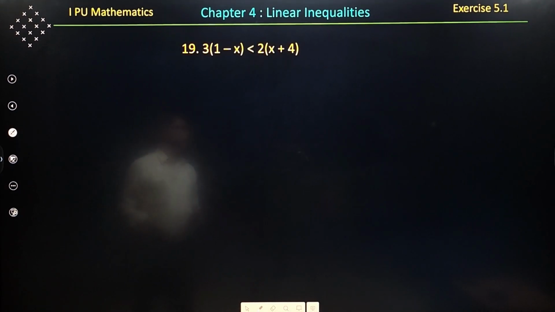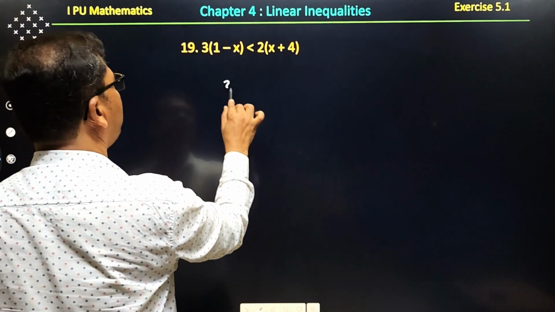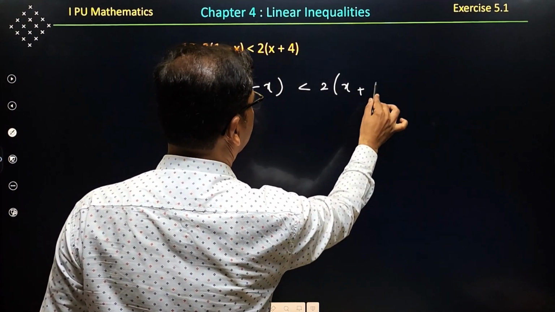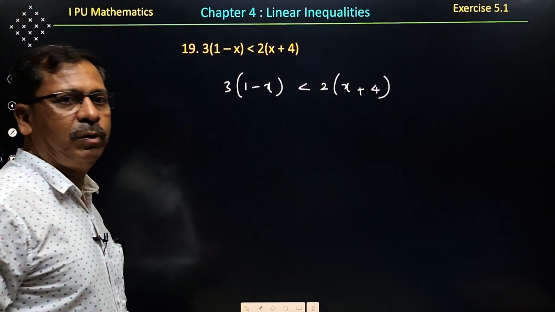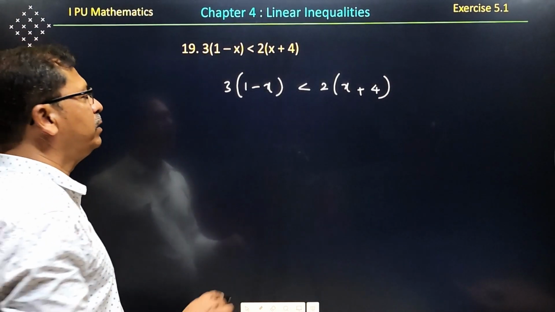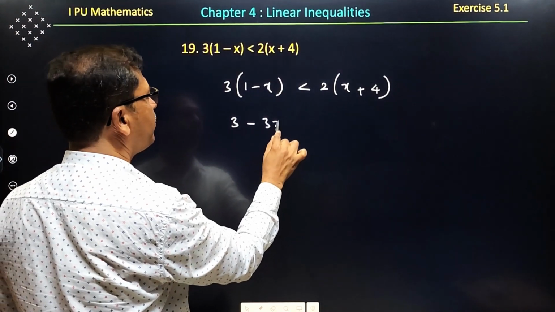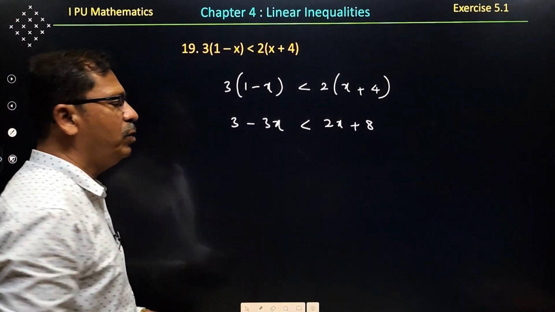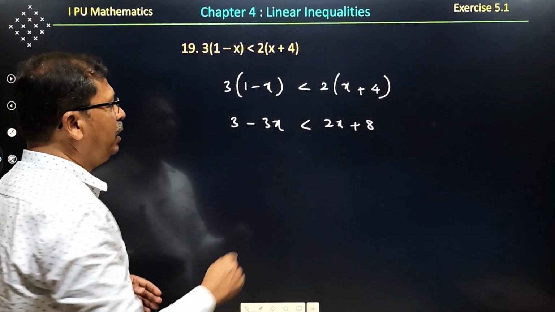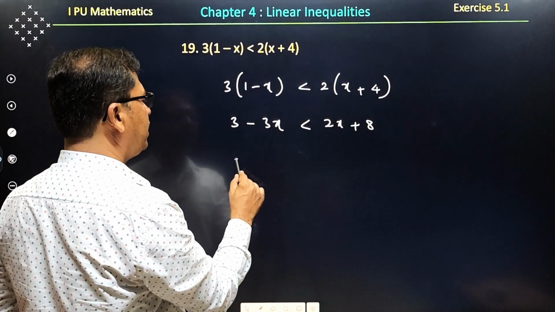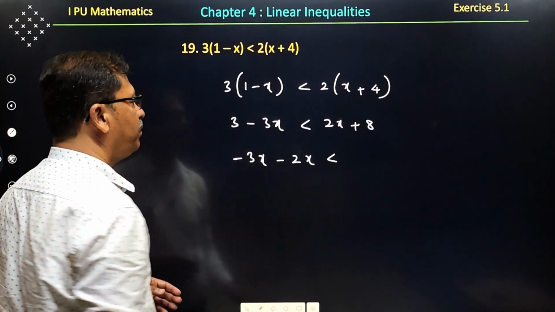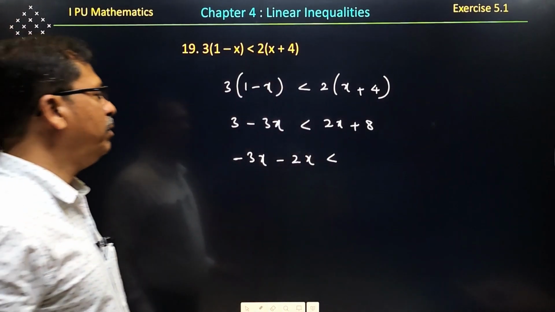Now let us continue with the solution for the next example, that is 3 into bracket 1 minus x, which is less than 2 into bracket x plus 4. This is the given problem here. Multiply by 3: 3 into 1 is 3, 3 minus 3x, which is less than 2 into x, 2x plus 2 into 4 is 8. Now you do one thing: minus 3x you keep here, take 2x to this side, this becomes minus 2x, which is less than... shift this 3 to that side, it becomes 8 minus 3.